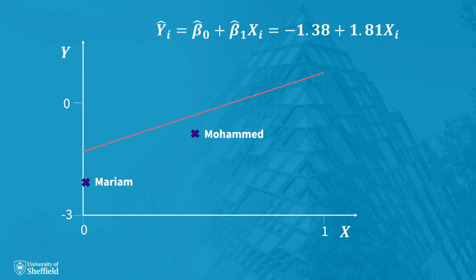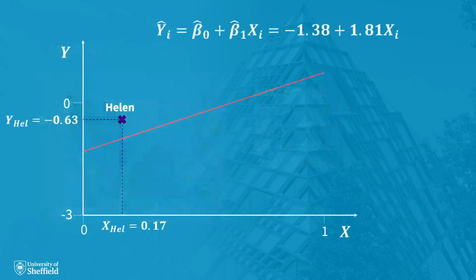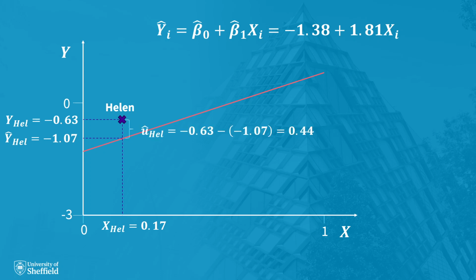Of course, as this regression line has been plotted through the middle of the data, there are going to be just as many children located above the line. And indeed, it doesn't take me long to find one. Let's call her Helen. She is an 11-month-old girl living in the Tigray region. She has a height for age z-score of minus 0.63 and a wealth index of 0.17. This puts her here on our graph. She has a higher height for age than what would be predicted based on her wealth, minus 1.07. So she has a positive residual of 0.44.